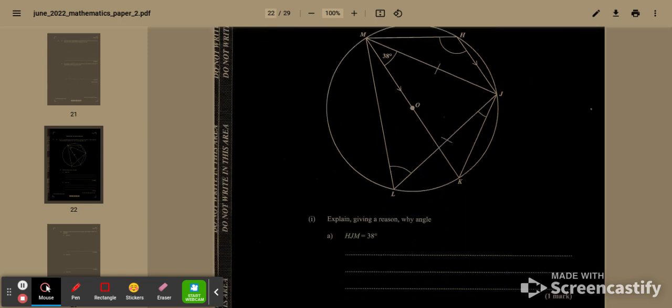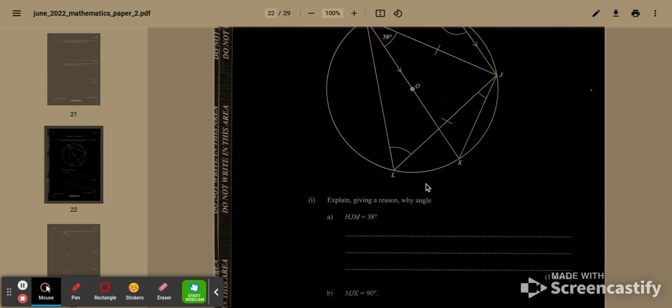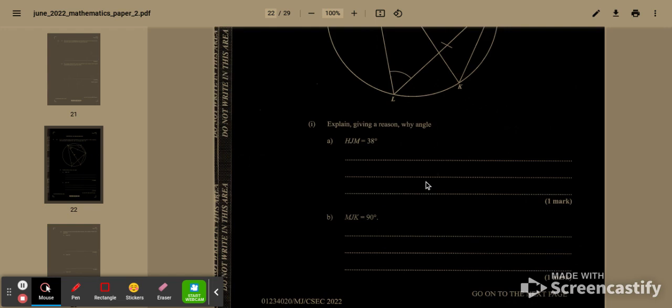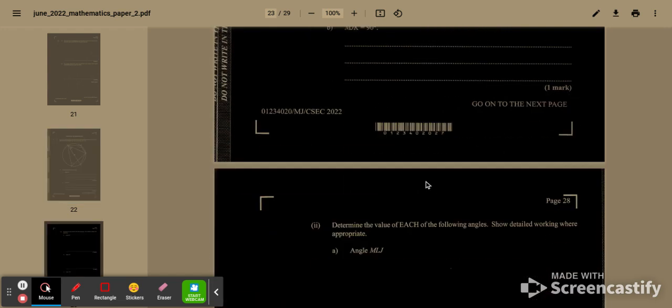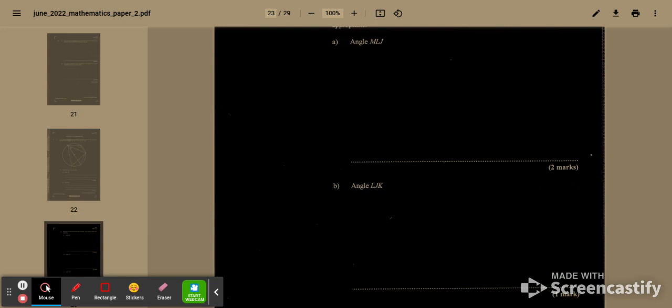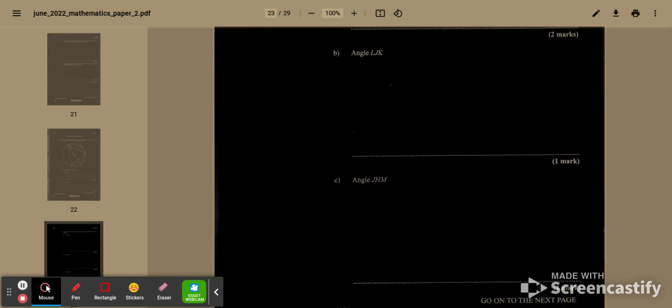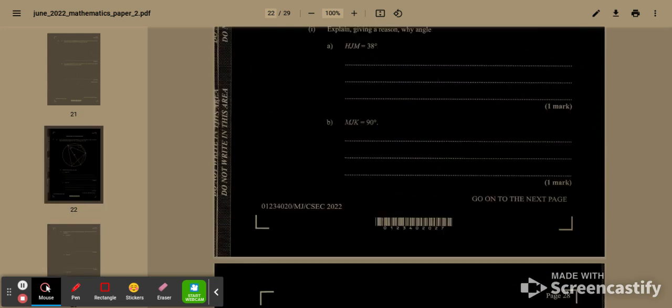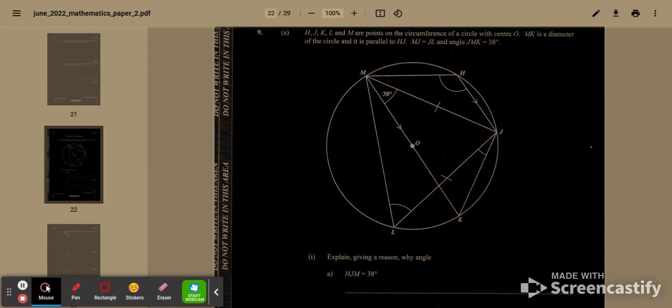So they said explain, giving a reason, why angle HJM is equal to 38 degrees, and angle MJK is equal to 90 degrees, and also they want us to determine the value of each of the following angles and show detailed working where appropriate. So they want us to find angle MLJ, angle LJK, and angle JHM. So let us go to the question, right?